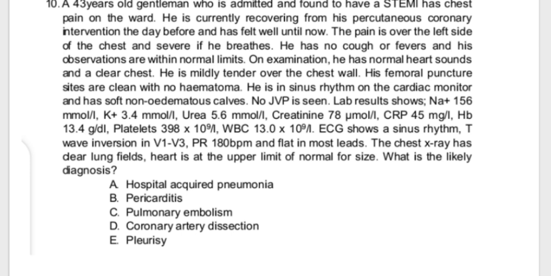Lab results show sodium concentration 156, potassium 3.4, urea 5.6, creatinine 78, CRP 45, Hb of 13, platelets of 398, white blood cell count of 13, and ECG shows a sinus rhythm, T-wave inversion in V1 to V3, pulse rate of 180 beats per minute and flat in most leads. The chest X-ray has clear lung fields. The heart is at the upper limit of normal size. The heart is trying to enlarge. What is the likely diagnosis? The answer is B, pericarditis. That is inflammation of the pericardium.